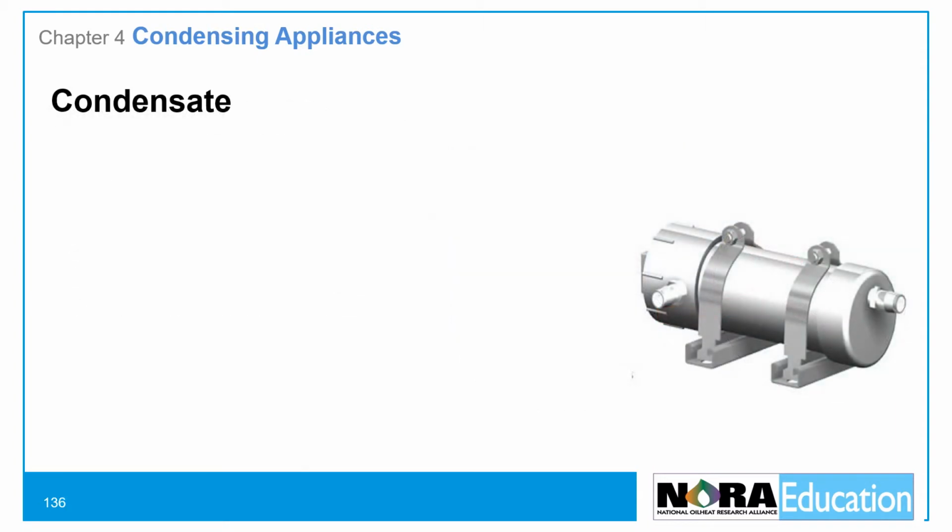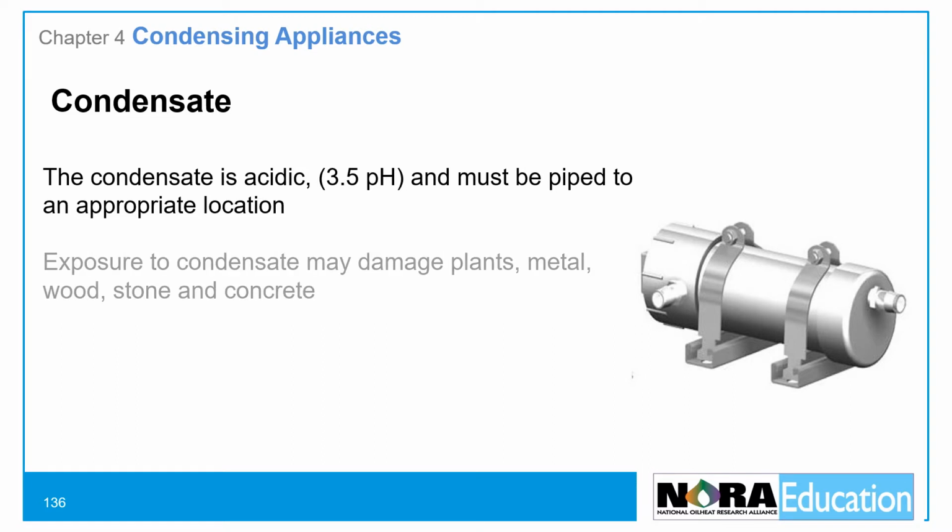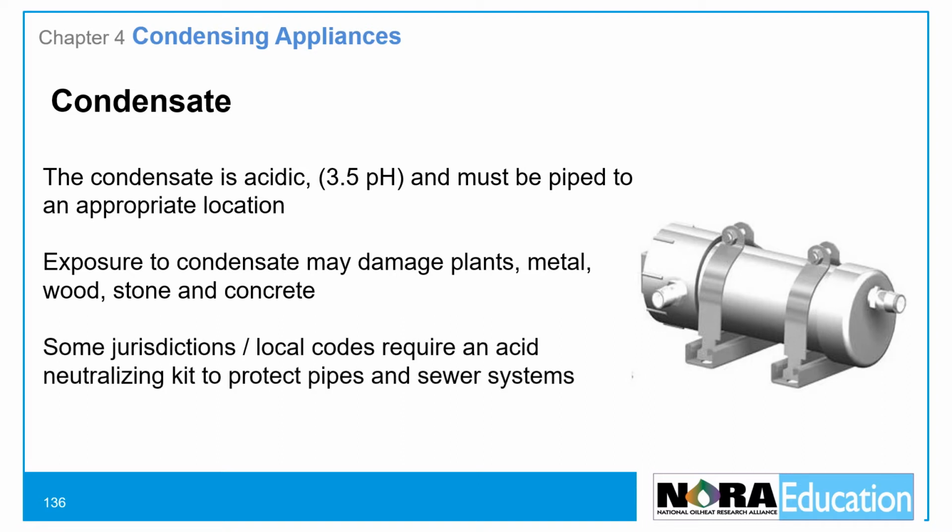The condensate is acidic, with a pH of about 3.5, and the trap must be piped to an appropriate drain location. Continual exposure to condensate may injure plants and can damage certain building materials, including metal, wood, stone, and concrete. Some local codes require that an acid neutralizing kit be connected to protect the pipes and sewer systems.